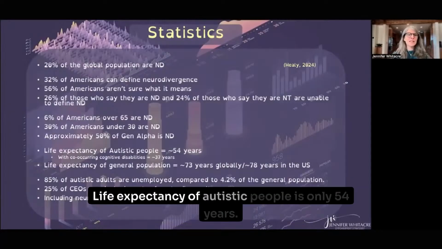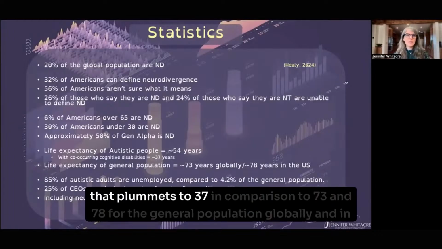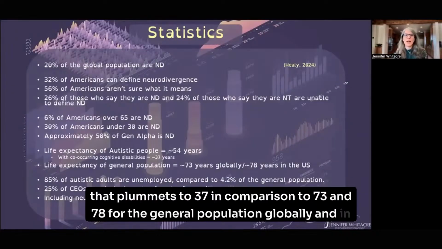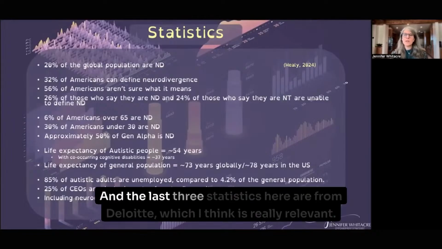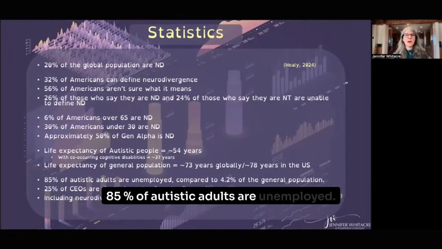Life expectancy of autistic people is only 54 years. And if there's a co-occurring cognitive disability, that plummets to 37 in comparison to 73 and 78 for the general population globally and in the US. And the last three statistics here are from Deloitte, which I think is really relevant. 85% of autistic adults are unemployed.